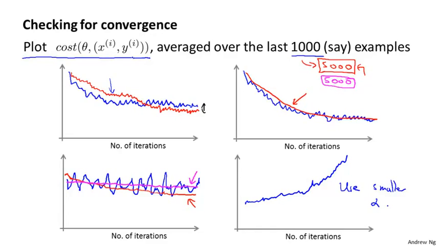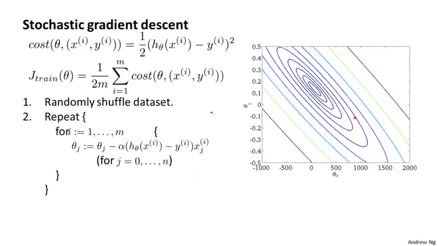So if the plot looks too noisy, if it wiggles up and down too much, then try increasing the number of examples you're averaging over so that you can see the overall trend in the plot better. And if you see that the errors are actually increasing, the costs are actually increasing, try using a smaller value of alpha. Finally, it's worth examining the issue of the learning rate just a little bit more.